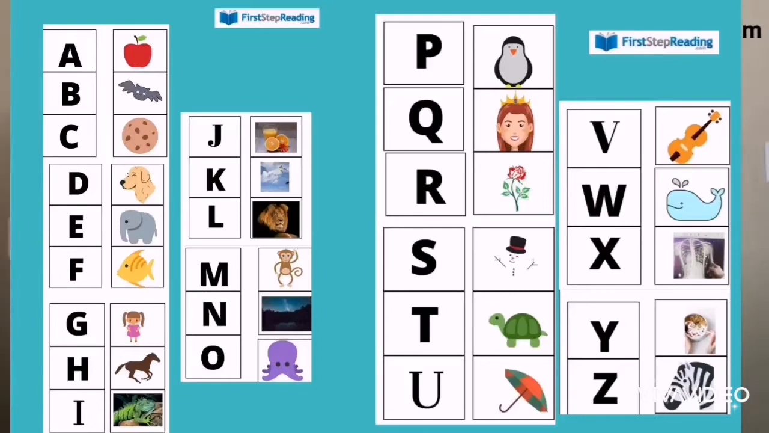The V says vvv. The W says wah, wah, wah, wah, wah. The X says x, x, x, x, x, like violin, whale, and X-ray. The Y says yeah, yeah, yeah, yeah, yeah. The Z says zzz, like yogurt and zebra.